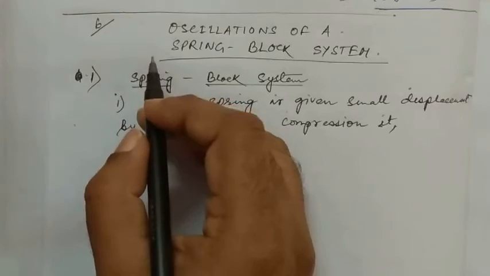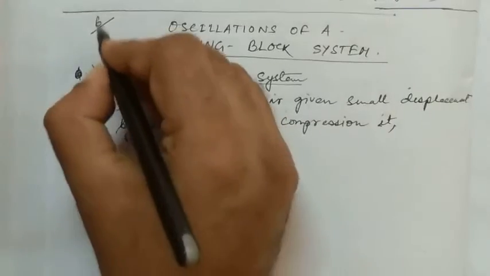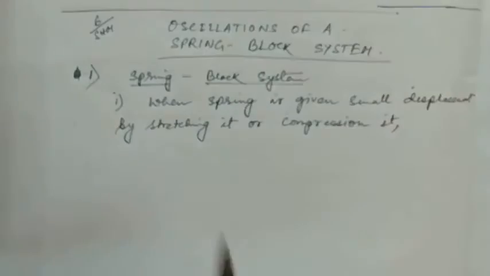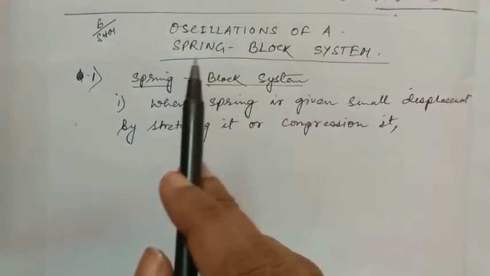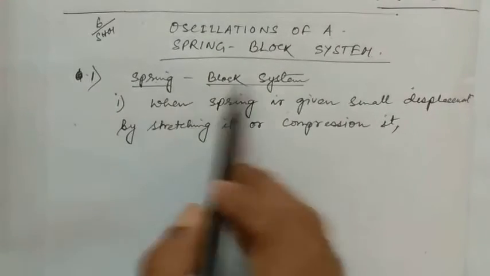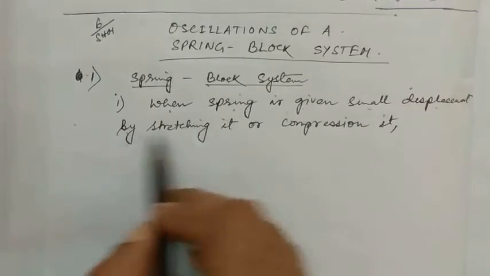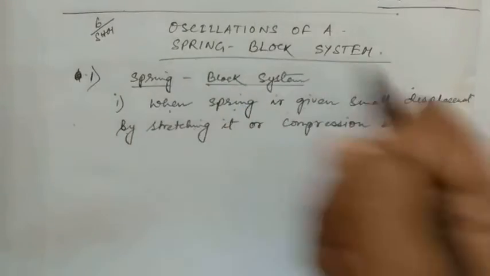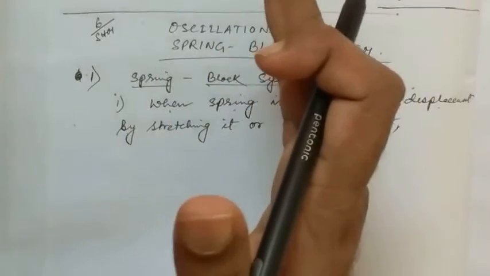Now let us start with the sixth video of simple harmonic motion, SHM: oscillations of a spring block system. Now the thing that we have to deal with now is a spring. The first is a spring block system. Now when a spring is given a small displacement, by stretching it or compressing it, what happens?